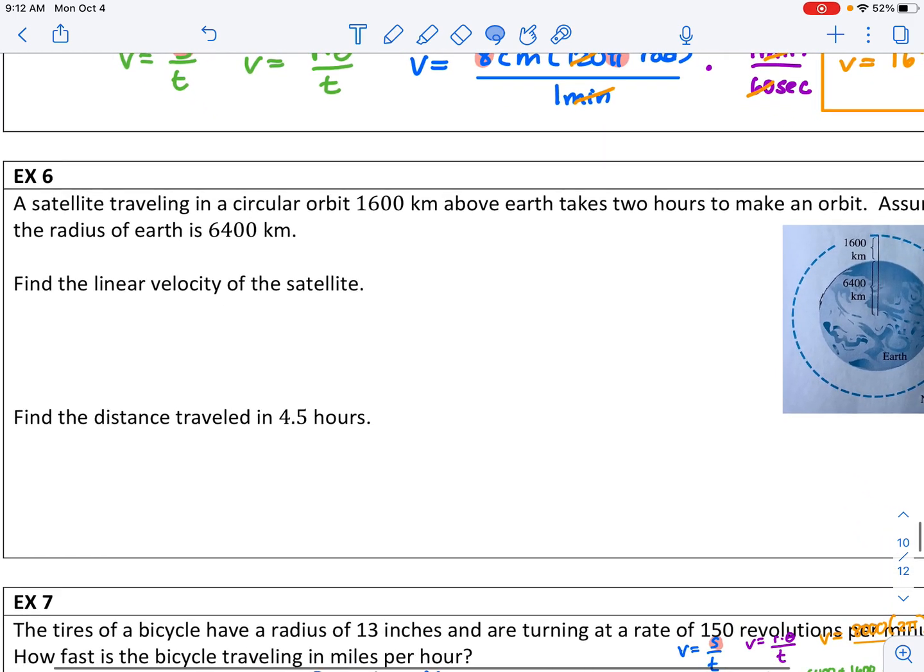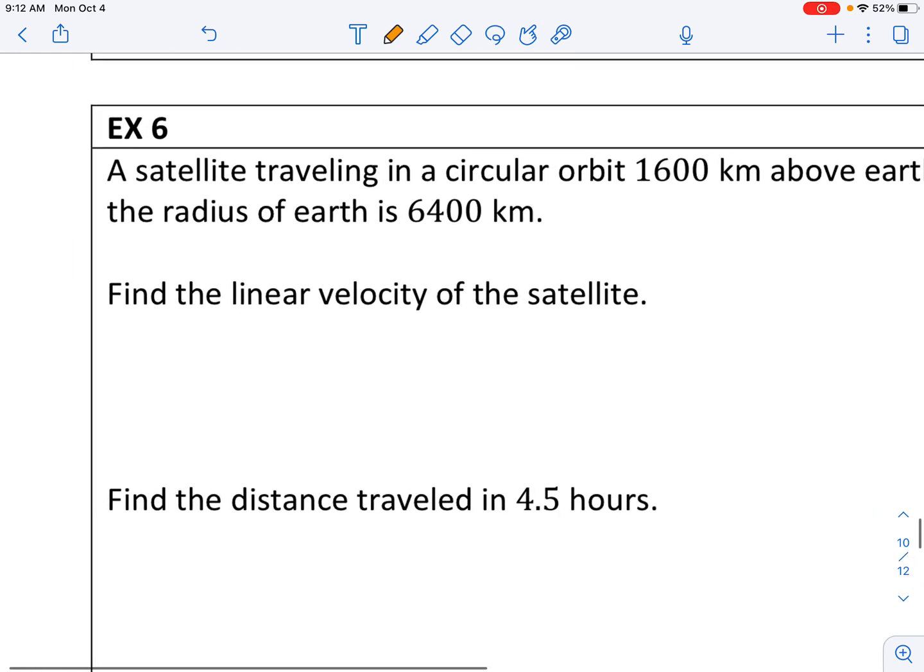Our next problem is about a satellite traveling in a circular orbit 1,600 kilometers above the Earth, and it takes 2 hours to make an orbit. It says find the linear velocity of the satellite. Linear velocity is our distance over time. Distance would be our arc length, so S over T.